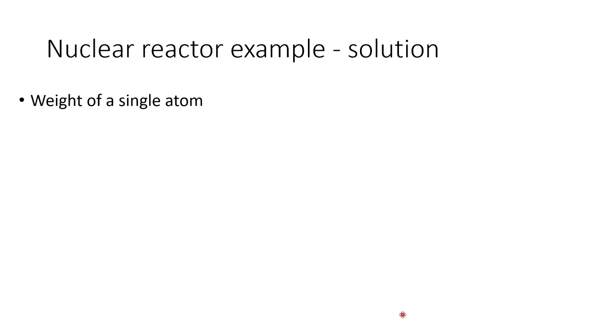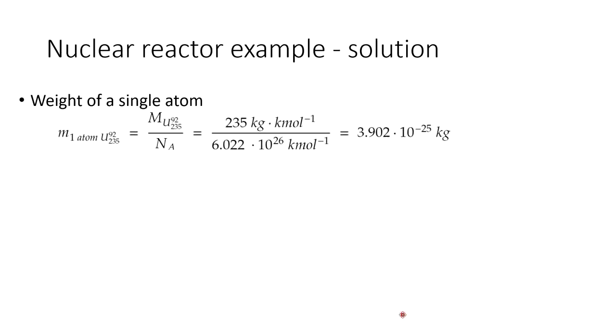And now we can get the weight of a single atom, that is the molar weight of uranium-235, which is 235 kilograms per kilomole, divided by the Avogadro constant, which gives 3.9 times 10^-25 kilograms.